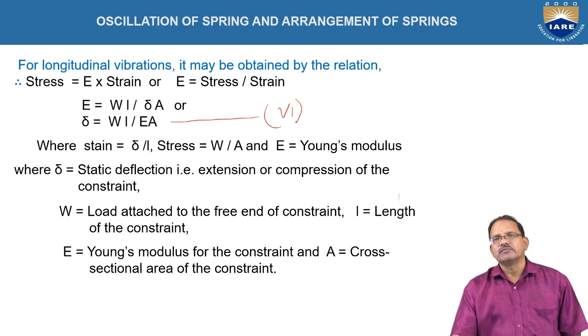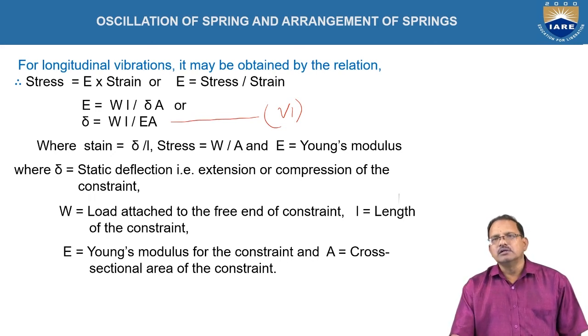Now, δl by l is called strain, that is the change in length per unit length. Stress is given by force by area, W by A, and E is representing Young's modulus. It is a property of the material. It depends on the material.